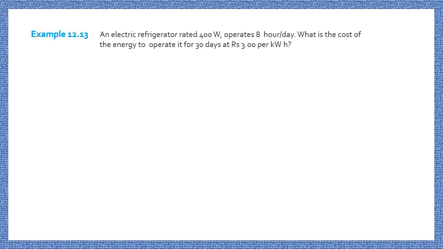It says an electric refrigerator rated 400 watt operates 8 hours per day. What is the cost of the energy to operate it for 30 days at rupees 3 per kilowatt hour? Means you have to find out the cost, मतलब the electricity bill. तो उसके लिए you should know units. So you have to find out the total units.